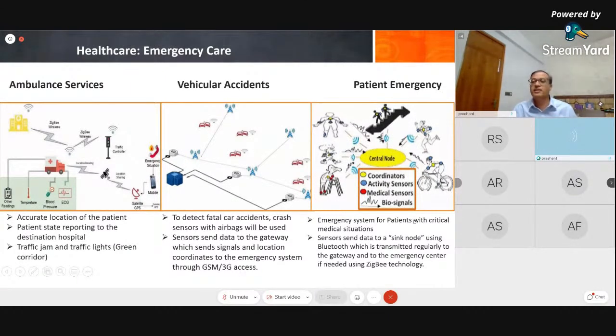For patient emergencies, again, there are sensors with the patient who would keep sending information, and as and when the patient needs emergency services, it will be notified.